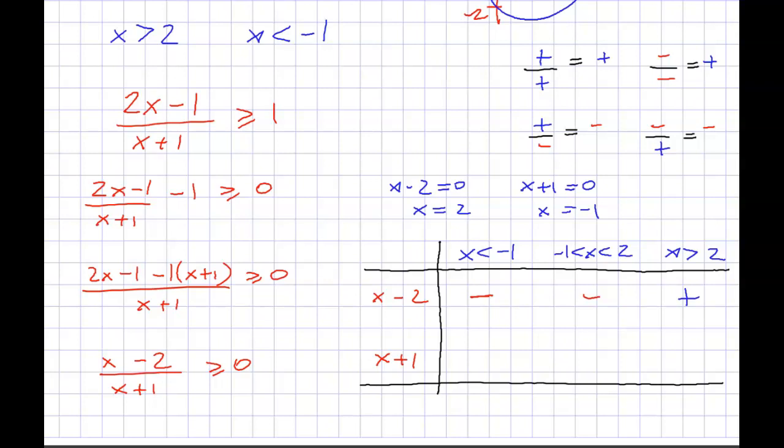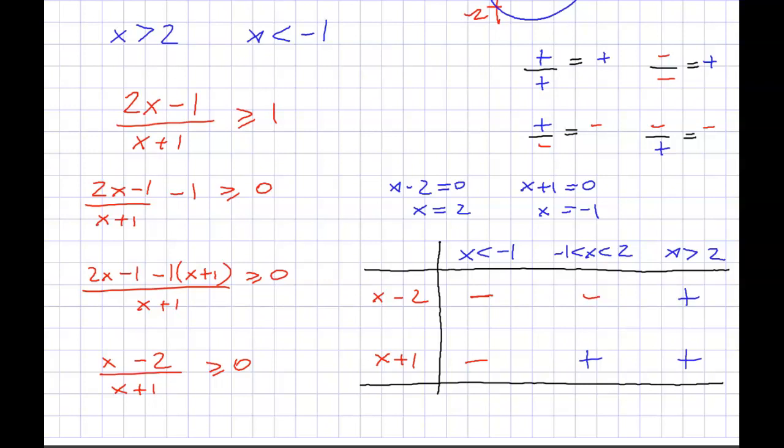So I'll do the same process with the denominator, the x plus 1. If I put any number less than -1 into this, I get a negative value. If I put a number that's between -1 and 2, and by the way, when you're doing this, you could just pick a number between. So if I put 0 into there, what do I get? I get a positive answer. So you can actually use example numbers that are in those boundaries to understand what the expression is going to be. And lastly, if a value greater than 2 goes into here, it'll also be positive.